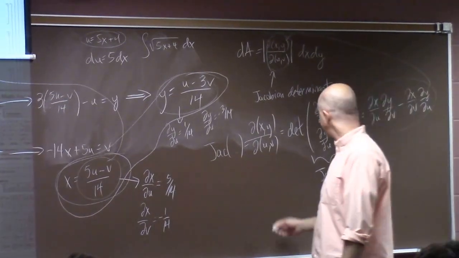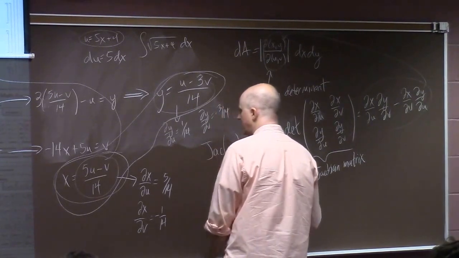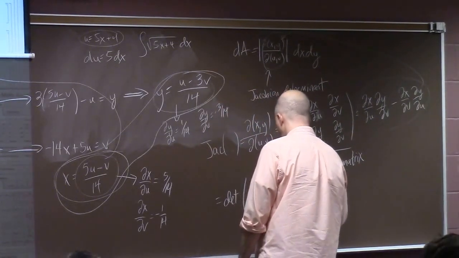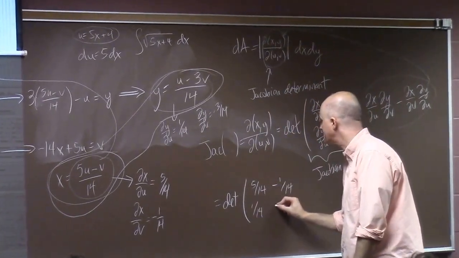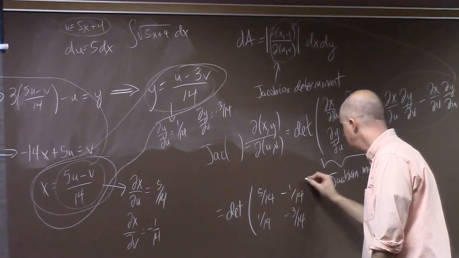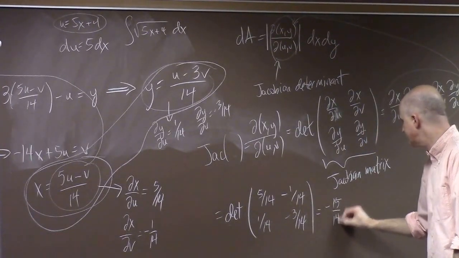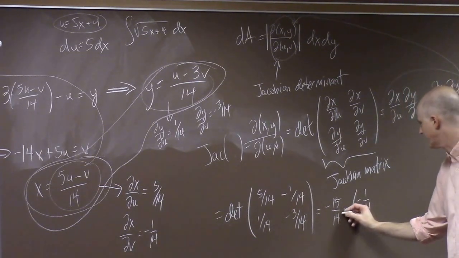And in this case, it's going to equal the determinant of the matrix whose entries are 5/14, negative 1/14. Then down here we have 1/14 and negative 3/14. This gives you negative 15/14 minus negative 1/14. Oops, forgot to square the 14s.